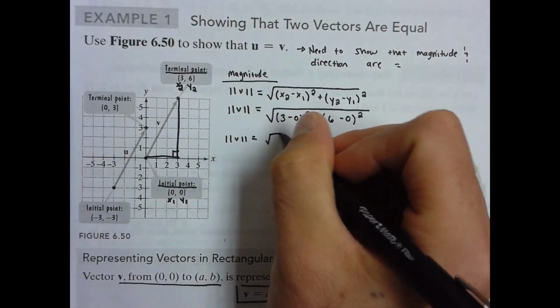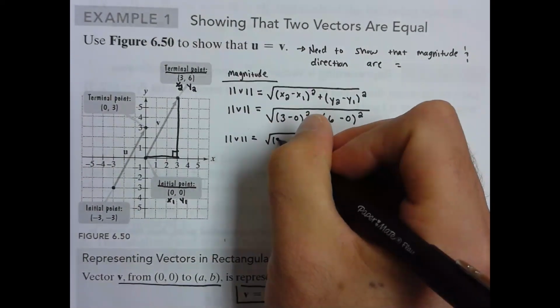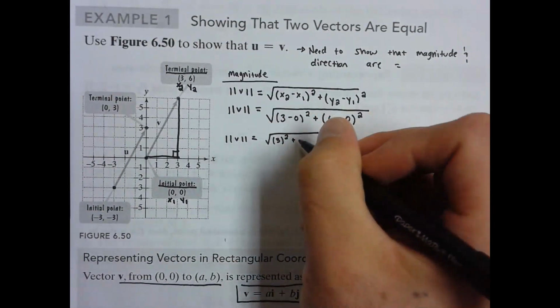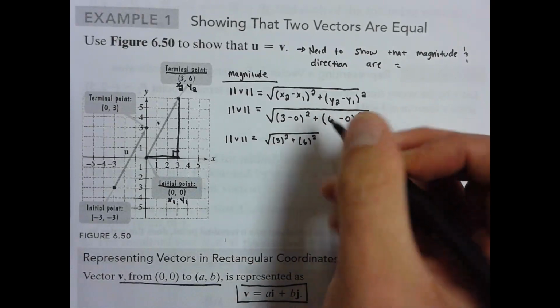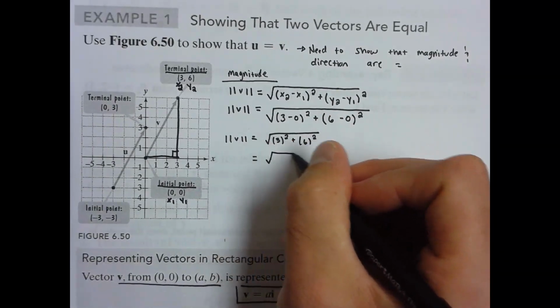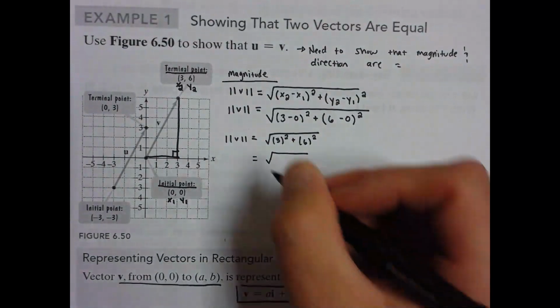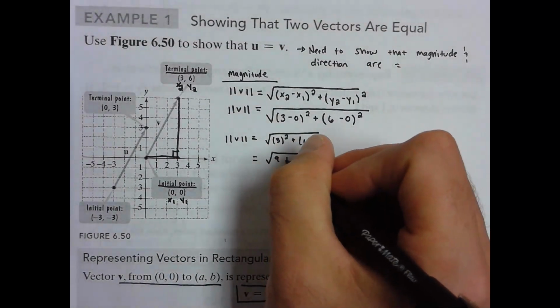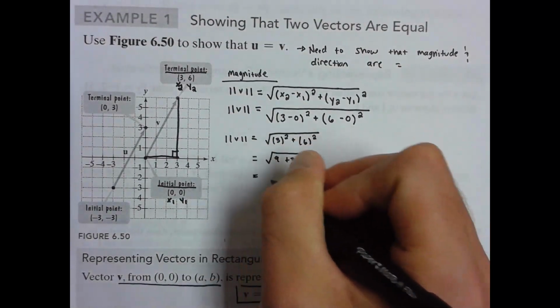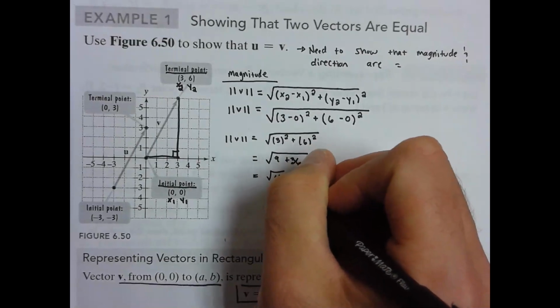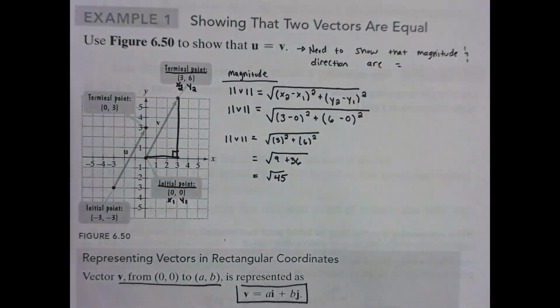So that's the square root of 3 squared plus 6 squared, which is the square root of 9 plus 36, which is root 45. When we're taking square roots, if it is not a perfect square, you will have to reduce that down. MathXL is always very picky about that.